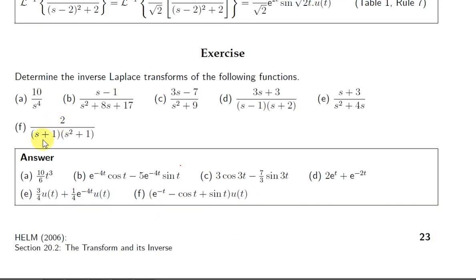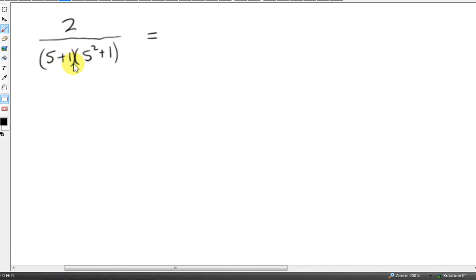Next we have 2 over s plus 1 times s squared plus 1. Now I will get the partial fractions of this. So one fraction has s plus 1 as denominator, and the other fraction has s squared plus 1. Now the fraction with the linear denominator has a constant term for the numerator, but the other factor is quadratic, so its numerator has to be linear in s, so I will call it bs plus c.